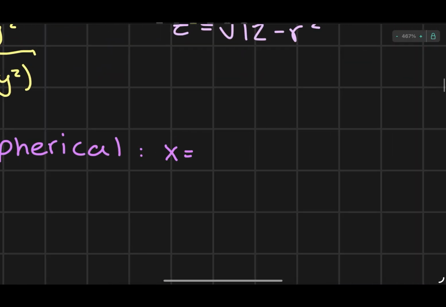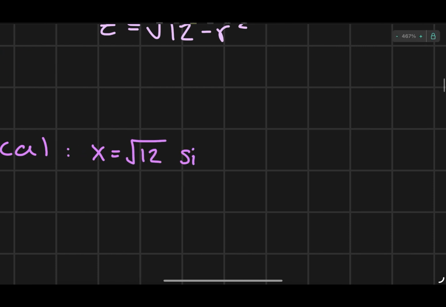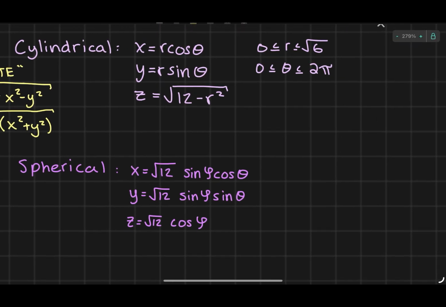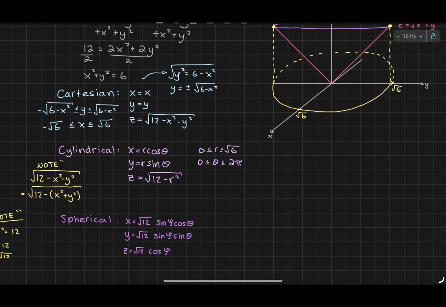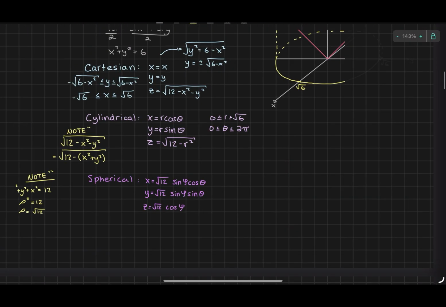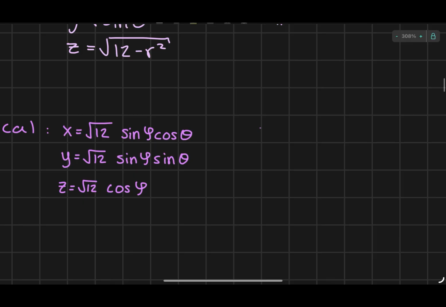So our x is actually going to equal the square root of 12 sine of phi cosine of theta. Our y is going to equal square root of 12 sine of phi sine of theta. And our z finally is going to equal the square root of 12 cosine of phi. Phi and theta are our parameters here. Let's do theta first, since that one's pretty easy. It's a circle like I said prior, so it's just going to go from 0 to 2 pi.